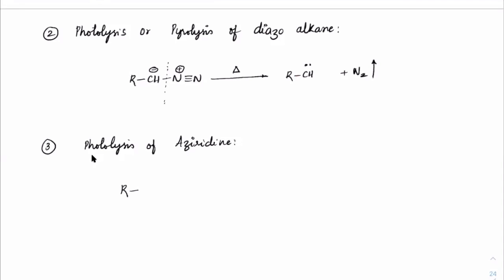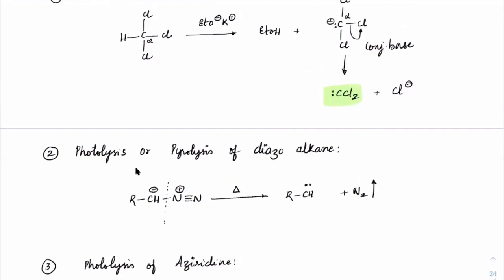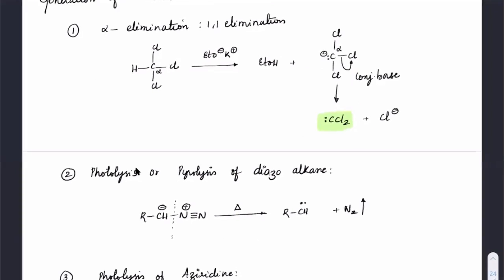If you take R, CH, and N is connected this way with a double bond here, on heating or on photolysis, these two bonds will break and it will make a carbene molecule plus N2 gas. These are the ways by which we usually prepare carbene. Check out once again, everyone, make a note.